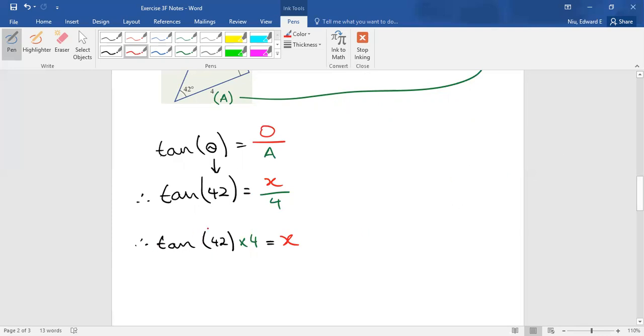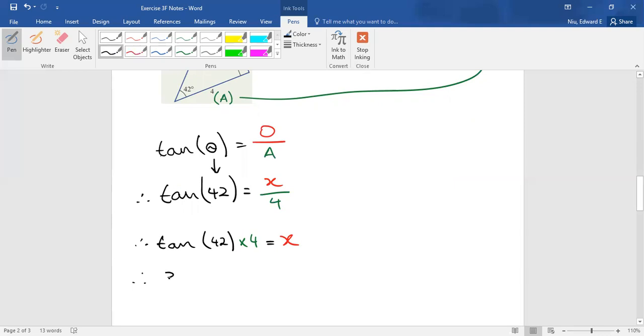Okay, so if you press tan and there's no open bracket, punch in an open bracket by pressing the open bracket button, type in 42, shut the bracket, and then multiply it by 4. All right, what you should get is 3.6 or 3.60.